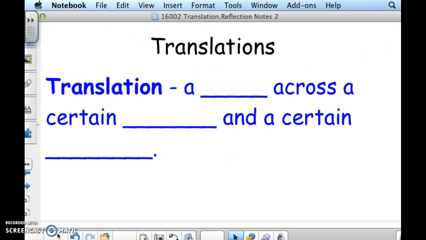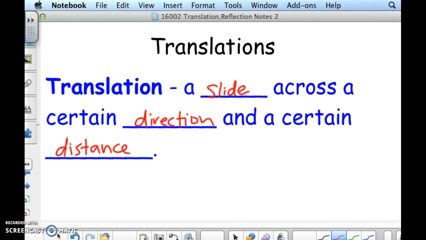So let's start with our first transformation. Transformations is my umbrella. All of these things are transformations, but let's talk about a specific one, translation. A translation is a slide. So I'm sliding my figure over a certain direction and a certain distance. They're going to tell me how far and in what way. So I'm going to go 4 over, or 4 up, or 5 down.